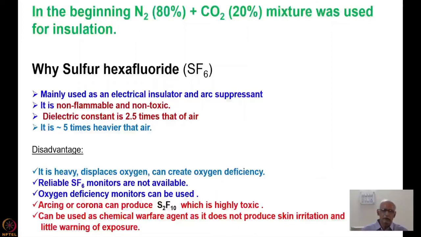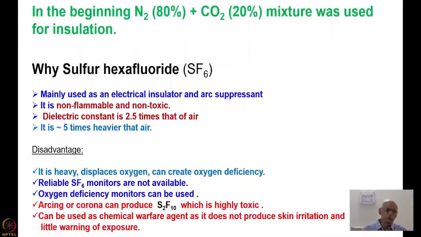But there is a disadvantage, that this gas is 5 times heavier than air. Although voltage-wise it has an advantage, you can go to much higher voltages, but since it is 5 times heavier, if there is a little bit of leak of SF6 gas, it will displace the oxygen in the atmosphere or in that lab, and that can create some health hazards. And of course, some of the disadvantages which are responsible for it not being used nowadays: you can see that it is very heavy, displaces oxygen, and can create oxygen deficiency. So it can be a health hazard.